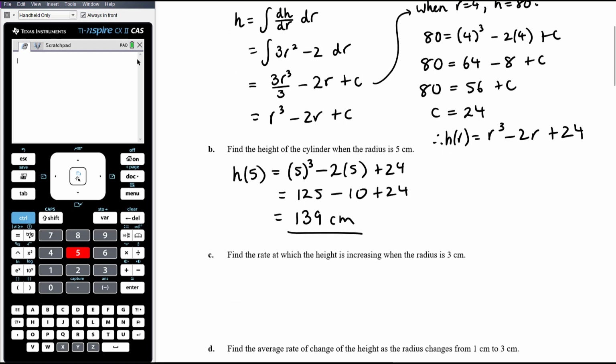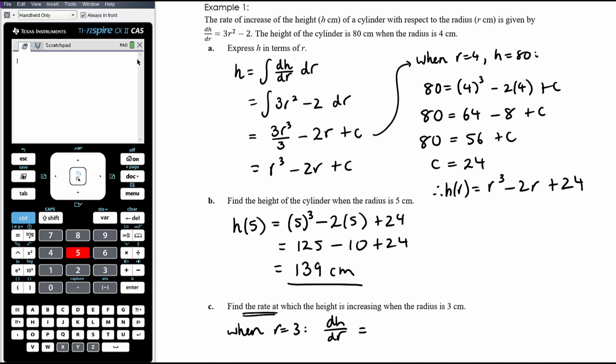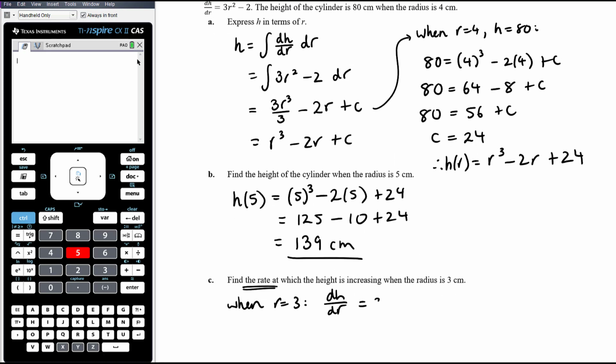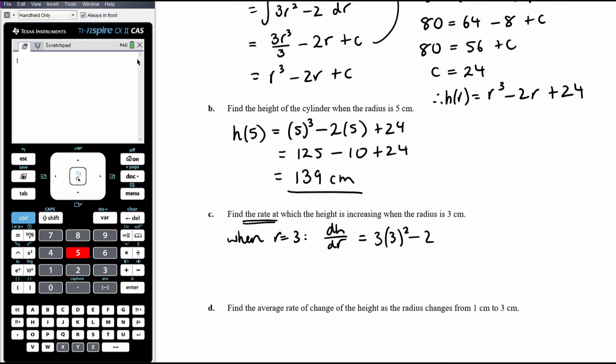Part C, find the rate at which the height is increasing when the radius is 3. So find the rate, that's dh/dr, that's what we want to know. So we want to know when r is equal to 3, dh/dr. So we've got dh/dr back here, it's 3r squared minus 2 is going to be 3 times 3 squared minus 2. So that is, 9 times 3, so 27 minus 2, so that is 25.